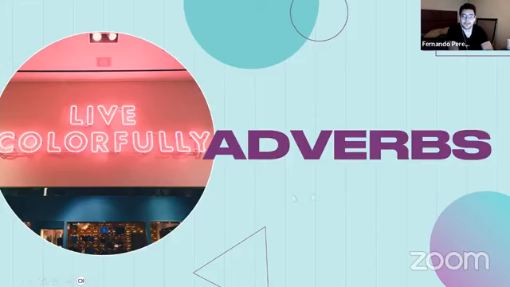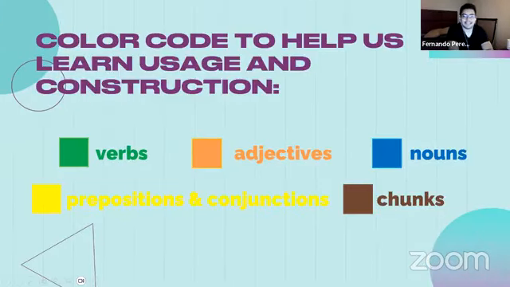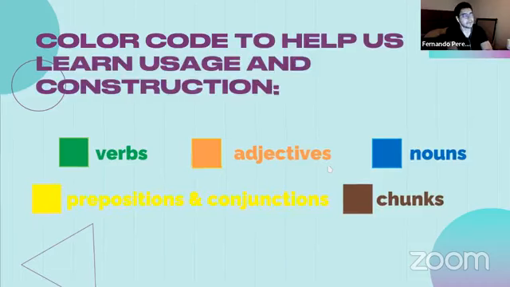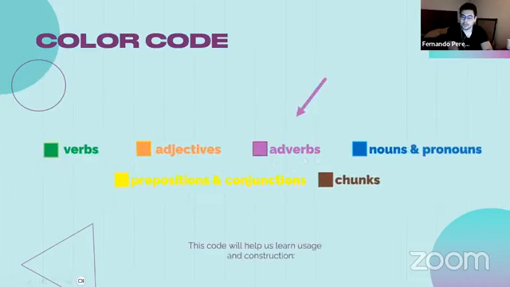Adverbs over here. First, we're going to check that the construction that we have been learning is by colors, no? And we have said that color green, we're going to use verbs. Color orange, we're going to use adjectives. Blue are nouns and pronouns. All connectors are going to go in yellow, and our chunks are going to go in color brown. Today, we are going to add a second color, which is the purple. Purple for adverbs.